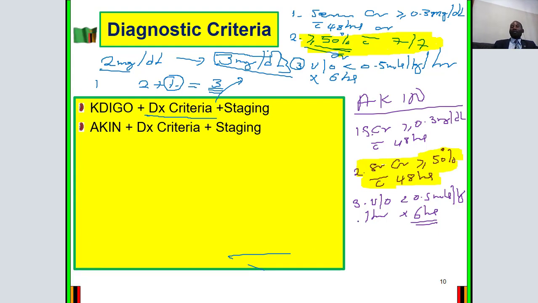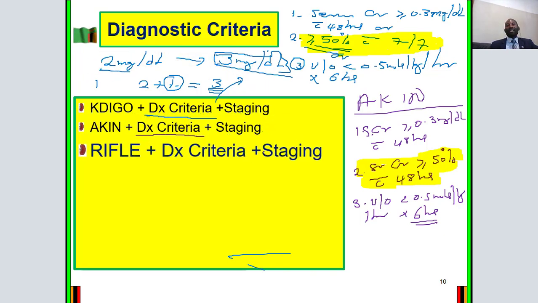So we have dealt with the diagnostic criteria for AKI, and we have noted the difference. Then we come to the next one. Wow, the RIFLE. It's a must know. That's why it is in this.